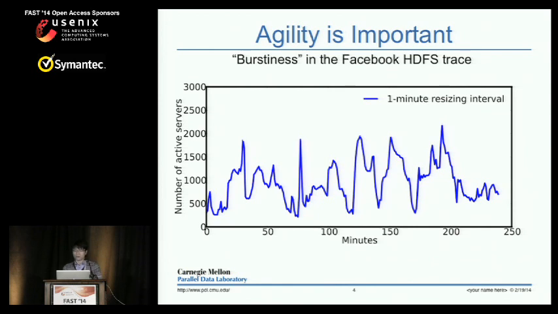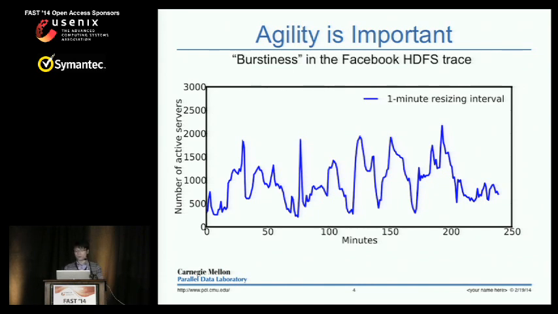Now, let's answer the question of why agility is important. This figure shows the resizing actions of elastic storage systems in the face of a bursty workload. The workload is a randomly picked 4-hour-long Facebook HDFS trace. The x-axis is time in minutes, and the y-axis is the number of active servers required by the elastic storage system to satisfy the performance requirement.